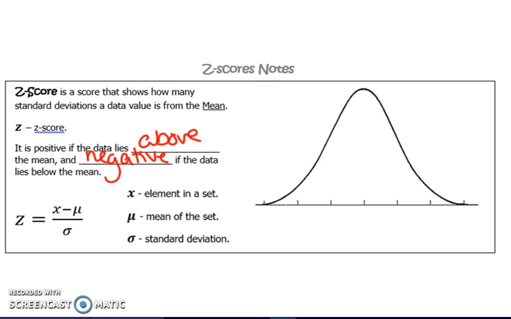Now, we have our all-important formula down at the bottom. X is our element in a set. That mu, cursive U, is your mean. Again, in the calculator, it's the same thing as X bar, and we can still use that if we need it. And your sideways 6, or an O with a tail, is your standard deviation. Now, the good thing is that formula is on your algebra formula sheet. It just doesn't tell you what things are, so make sure you have that part memorized.